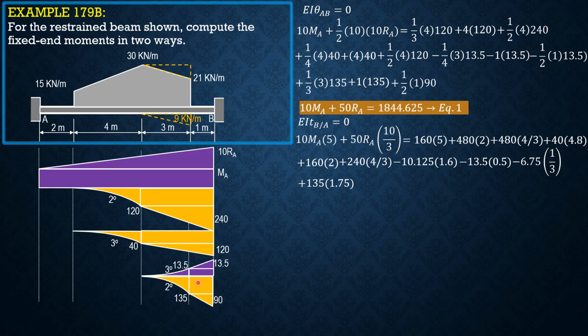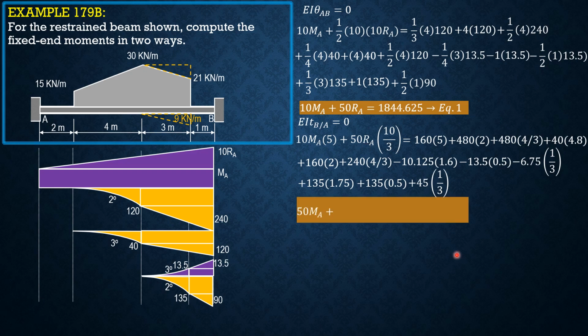For the rectangle, the area is 135, moment arm 0.5. And lastly, the area of the triangle is 45. This one, 45, moment arm 1/3. Simplifying, 50 MA plus 500/3 RA equals 3525.55. Call that equation 2. Solving these two equations simultaneously, we get MA, fixed moment at A, negative 157.392 kilonewton meter.